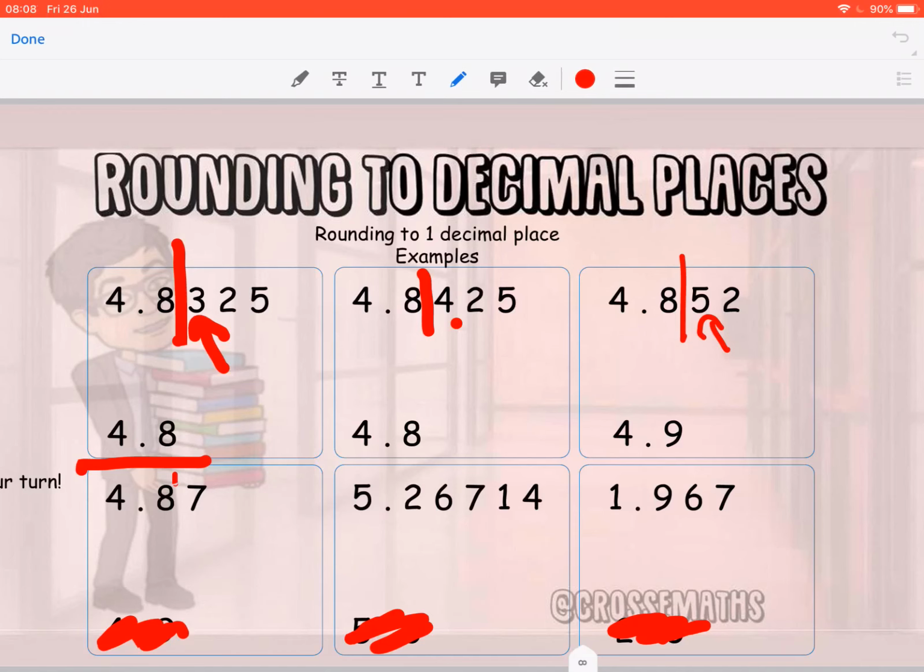Count across 1, put my magic line in after the 8. Is that 7, 5 or more? Yes it is, so that 4.8 has to go up to a 4.9.